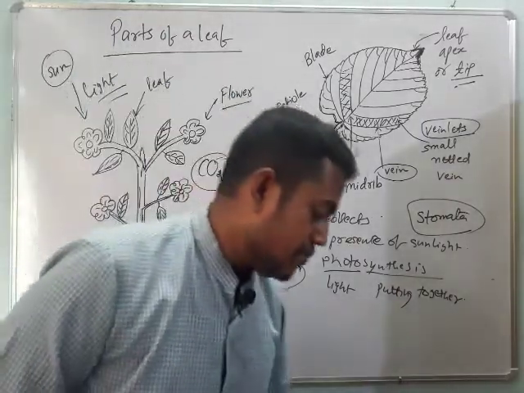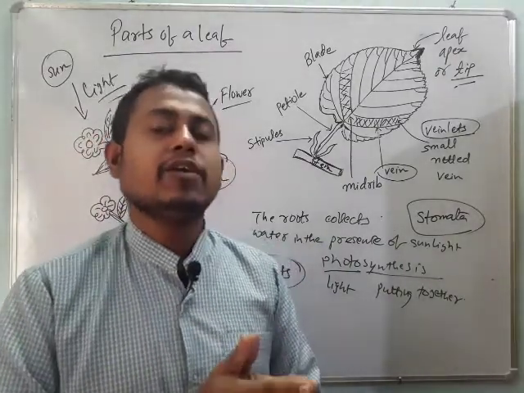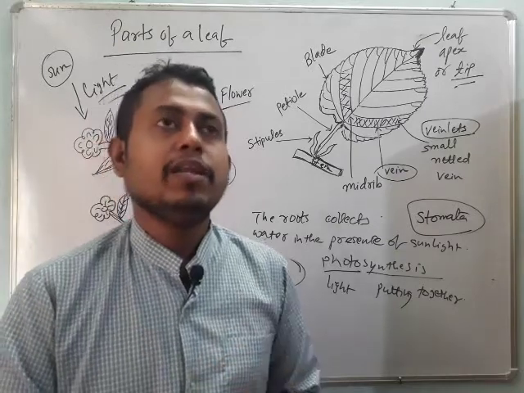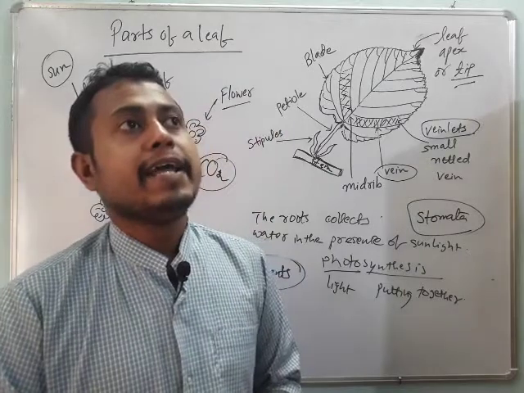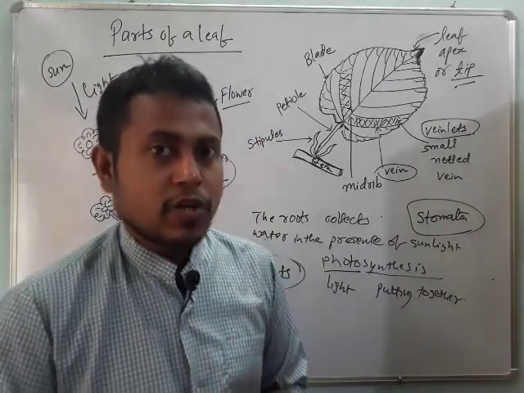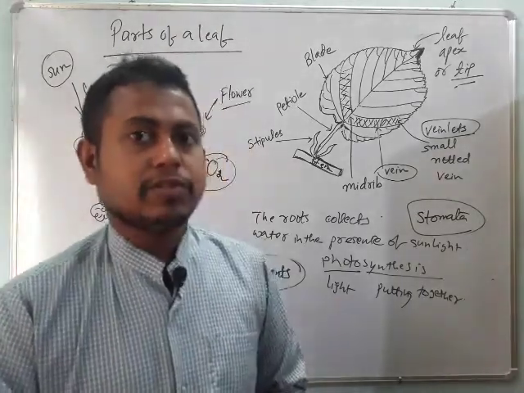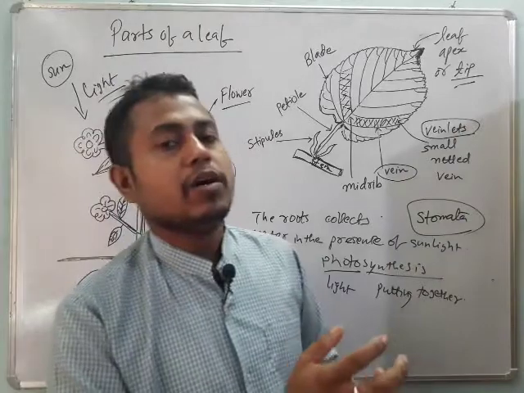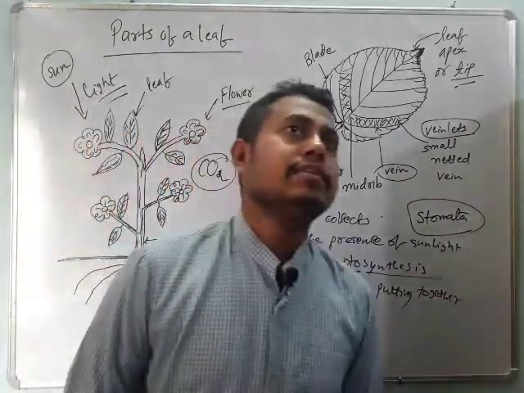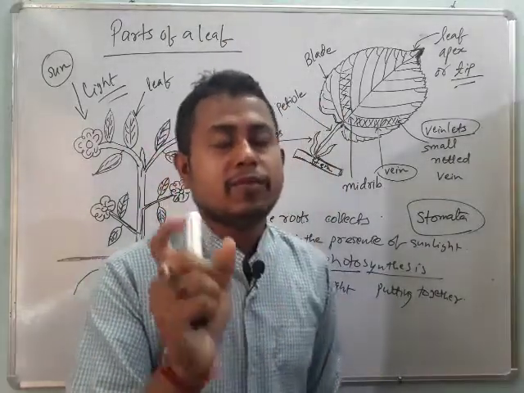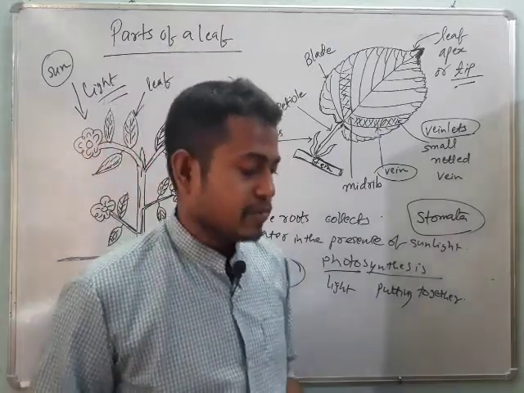And some leaves store food and water. For example, cabbage, spinach, any vegetable items that we use for cooking purposes, or we eat those leaves. Then some leaves we use for medicinal purposes, neem, tulsi, these plants.